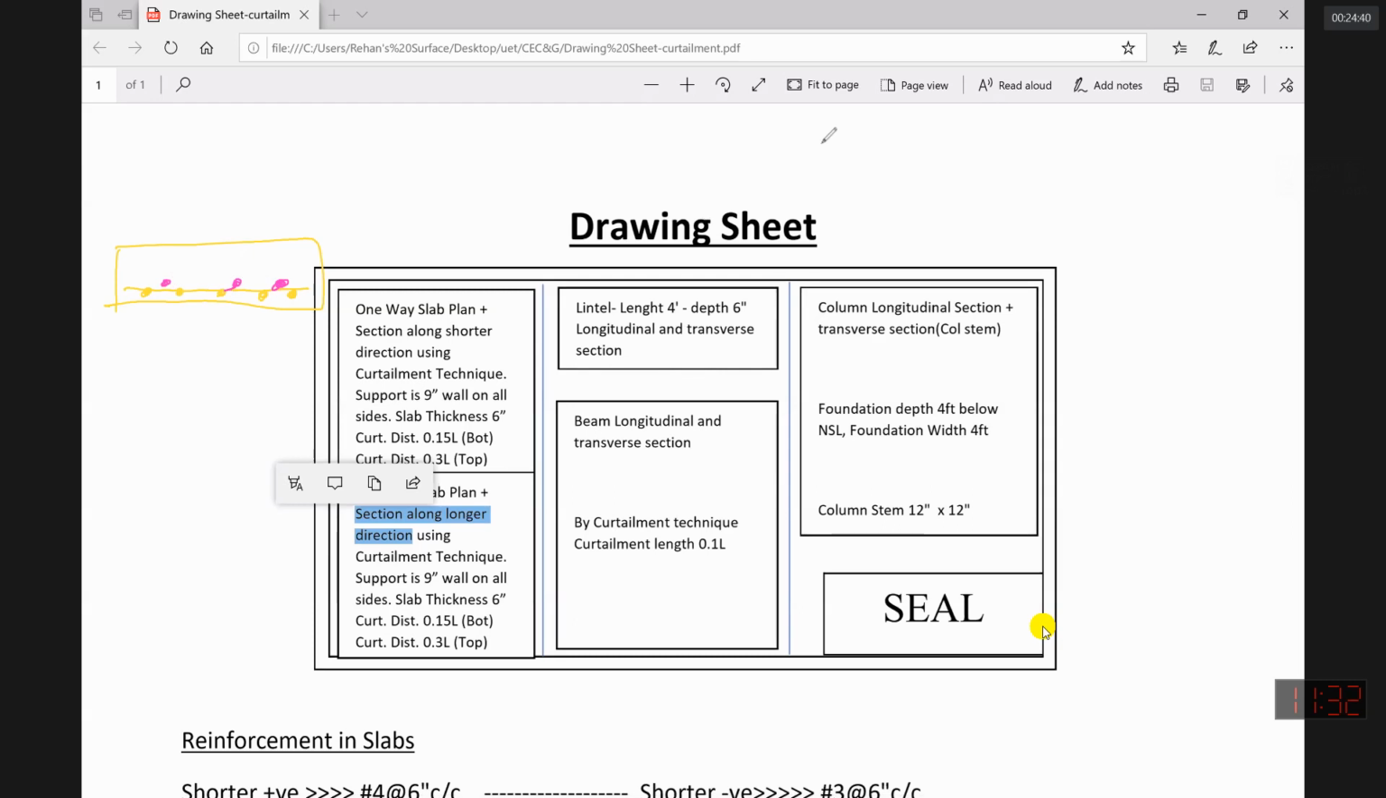And the concept behind this is that when you place the reinforcement, first of all, shorter direction reinforcement would come and then longer direction reinforcement would come. This would be the difference between section along shorter direction and section along longer direction.